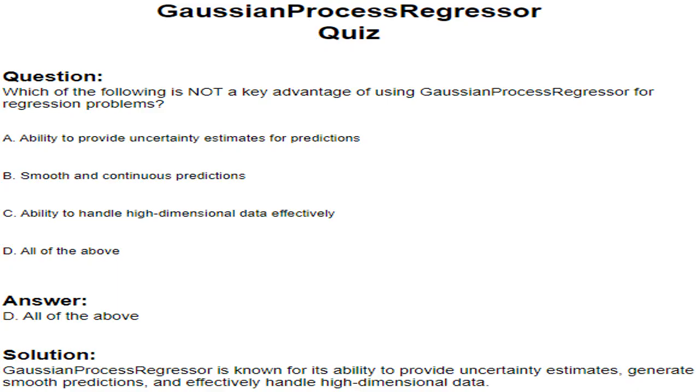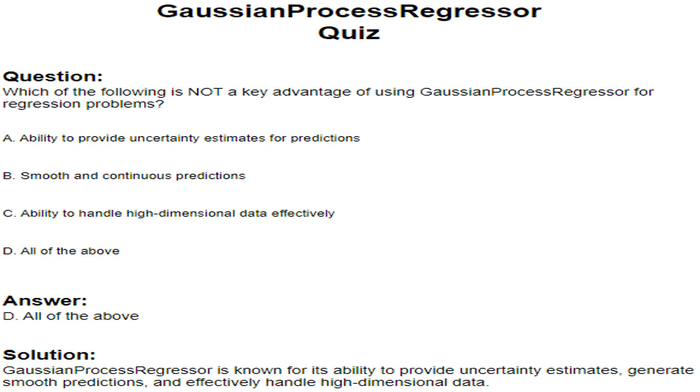Which of the following is not a key advantage of using Gaussian process regressor for regression problems? A. Ability to provide uncertainty estimates for predictions. B. Smooth and continuous predictions. C. Ability to handle high-dimensional data effectively. D. All of the above.